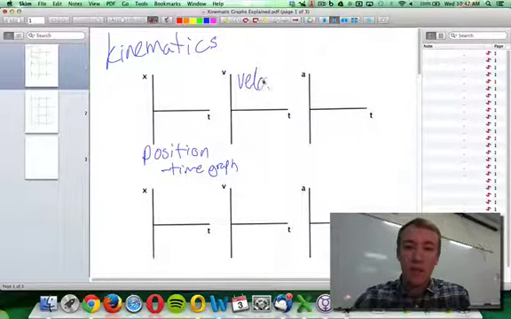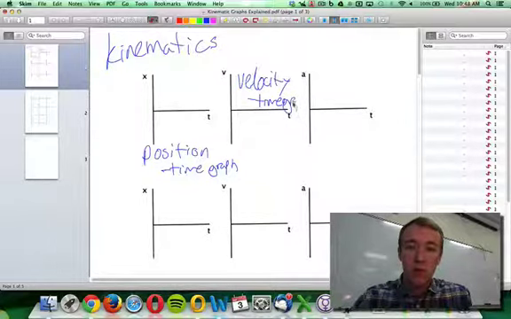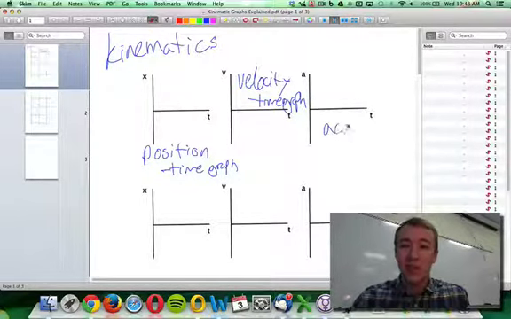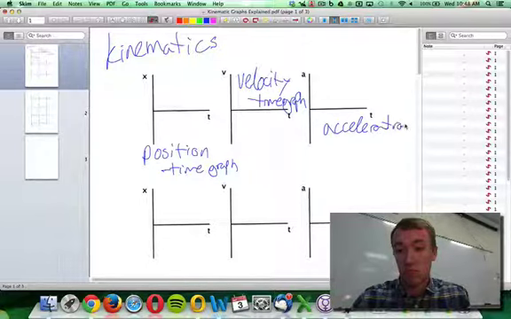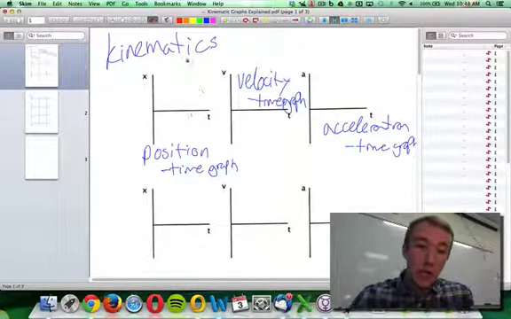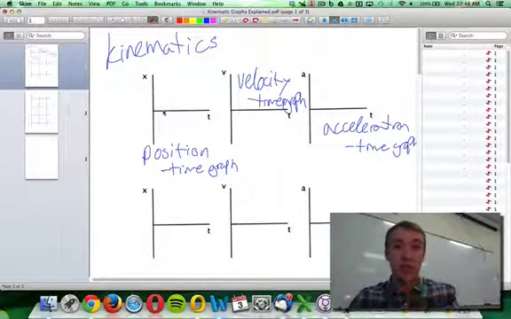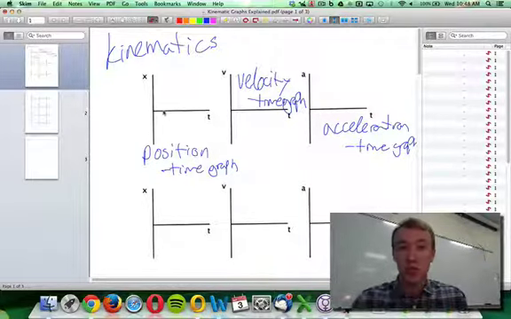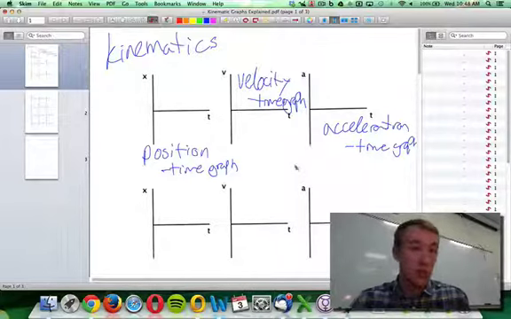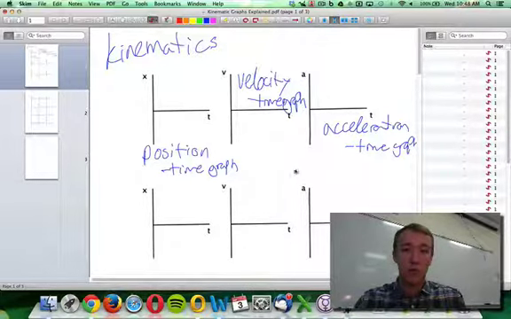That's a position time graph. Here we've got a velocity time graph. And this one is an acceleration time graph. In your position time graph, all this plots is that at any point in time you can find an object's position. Velocity time graph, for any point in time you find the object's velocity. Acceleration time graph, at any point in time you find the object's acceleration. Okay, pretty straightforward and simple.